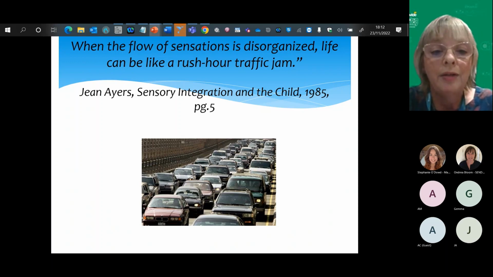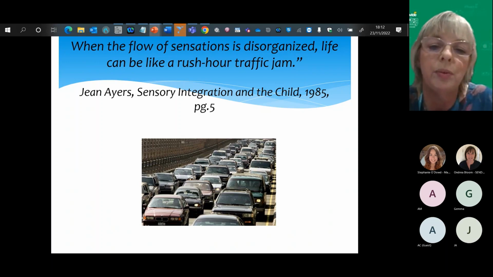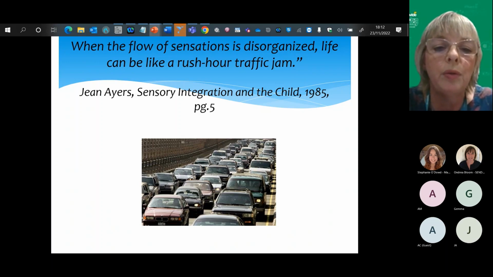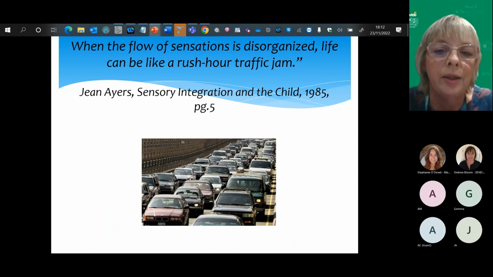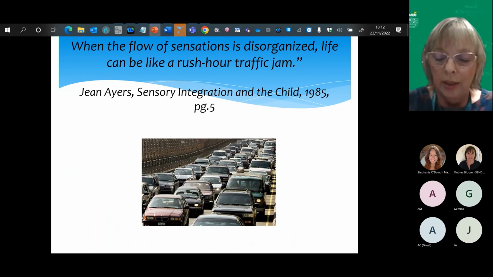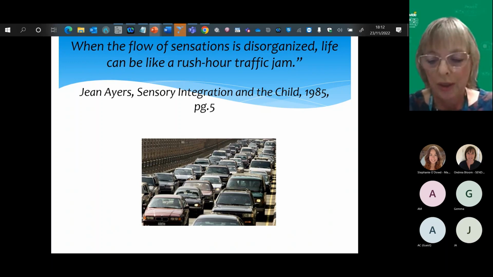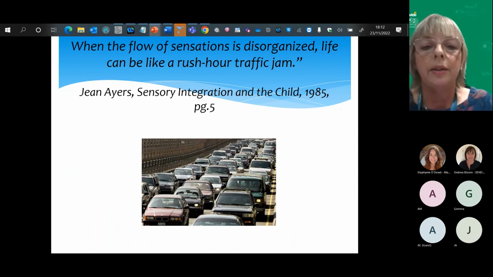So, Jean Ayres, she was actually called Anne Jean Ayres, was an occupational therapist, and she was one of the first people that really did a lot of work in the United States about sensory integration, and all the work that we use nowadays predominantly came from her. And she actually said, when the flow of sensations is disorganized, life can be like a rush hour traffic jam. So I should probably use that analogy quite a lot while we're talking today.